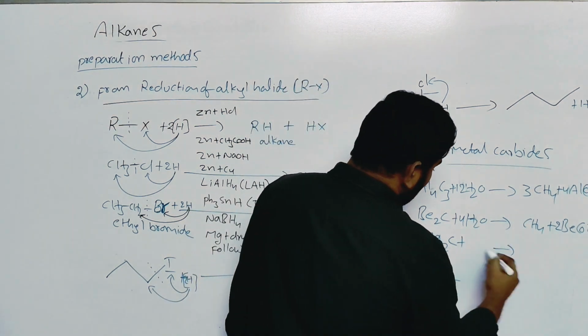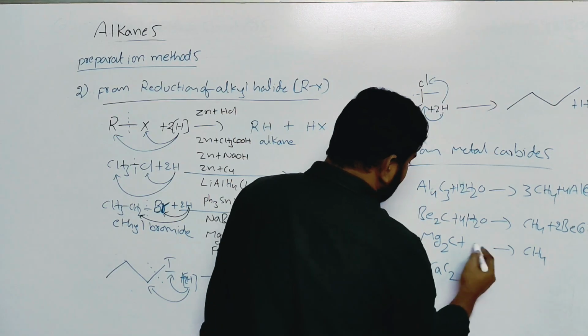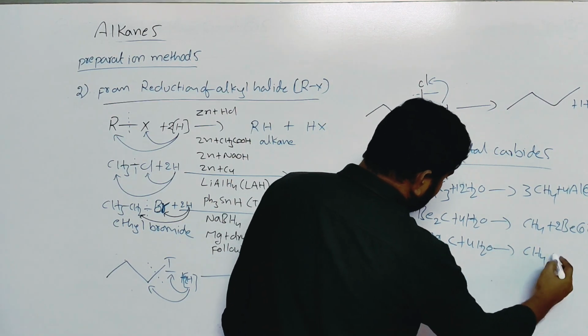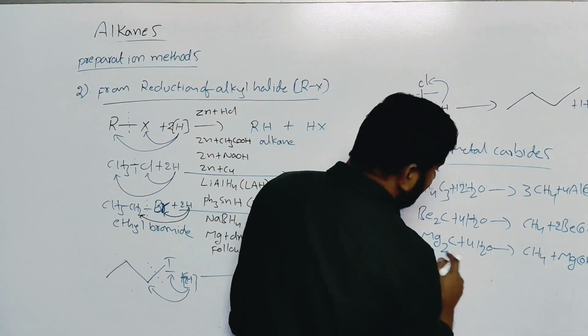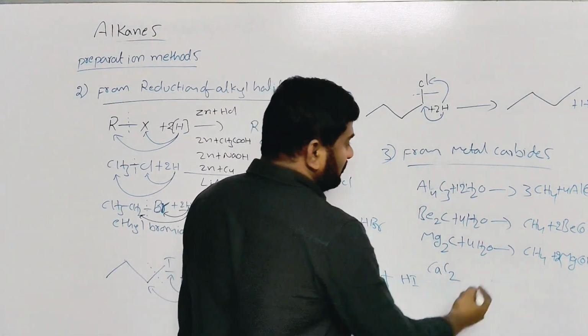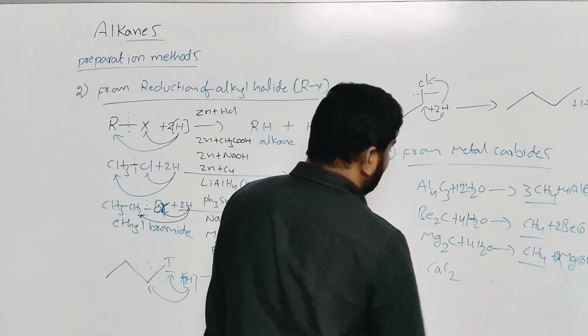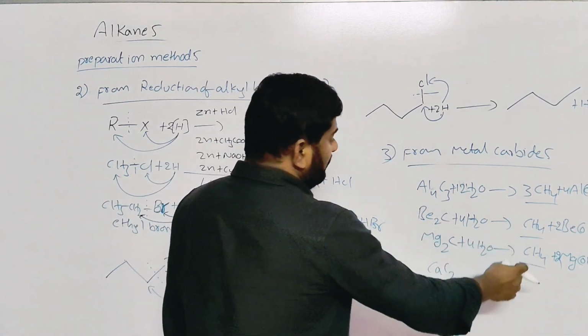Here also 1 carbon only in the magnesium carbide. So methane will be obtained. 4 moles of H2O. So here what you get is Mg(OH)2. Here how many Mg atoms are there? 2. So 2 Mg(OH)2 will be obtained. So in these three cases, you'll get methane. Aluminum carbide, beryllium carbide, magnesium carbide are giving methane.